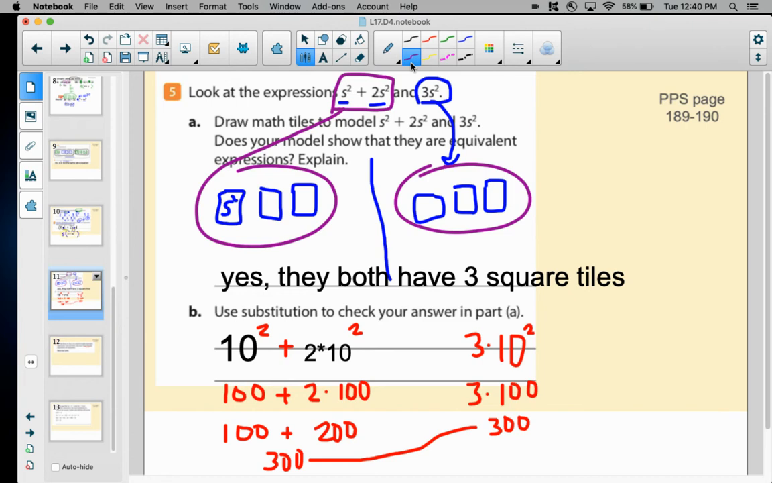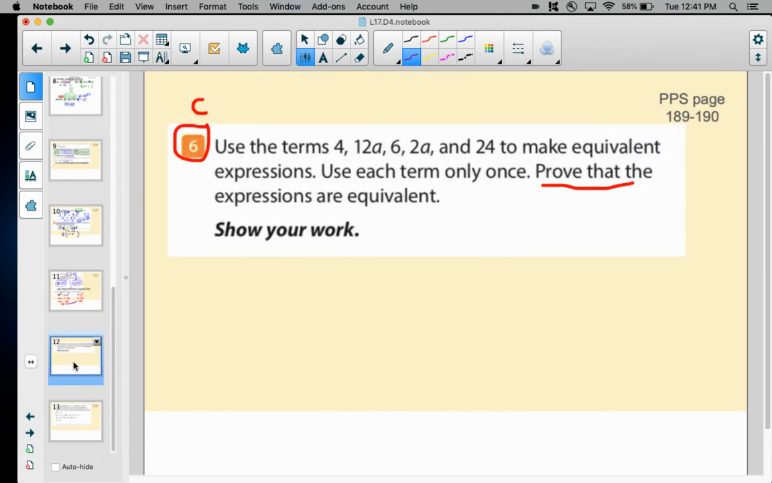And you can see me plucking and plopping a 10 in below. Again, you might not have 10 as your substitution number, so your answers might not match here. But it's the idea that whatever numbers you picked did actually match at the end. And you can see my 300 is matching up to prove that they are, in fact, the same expressions.